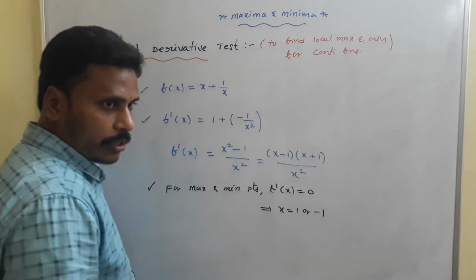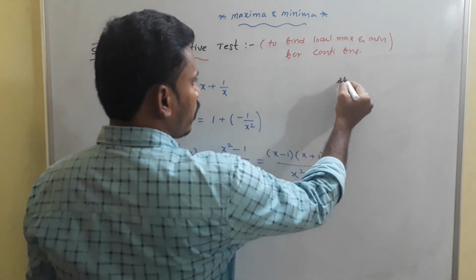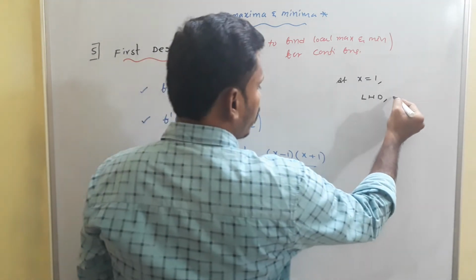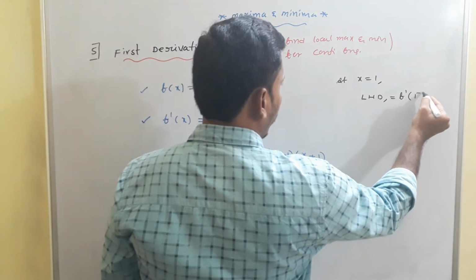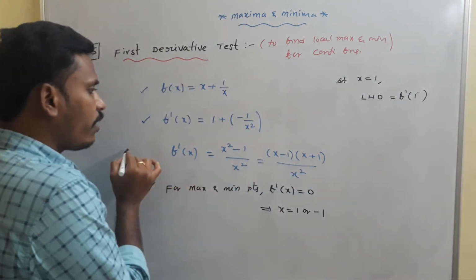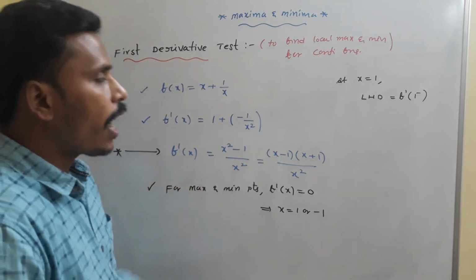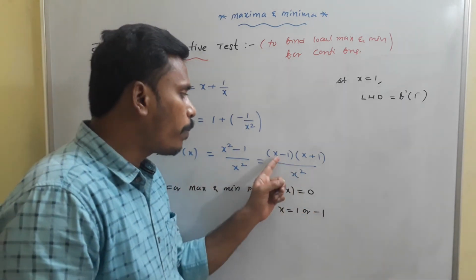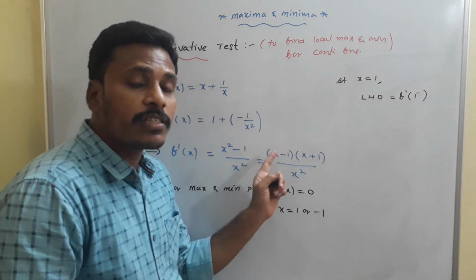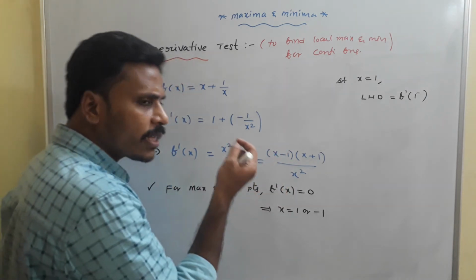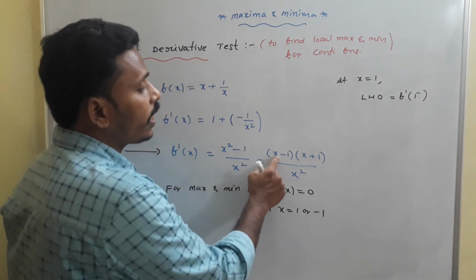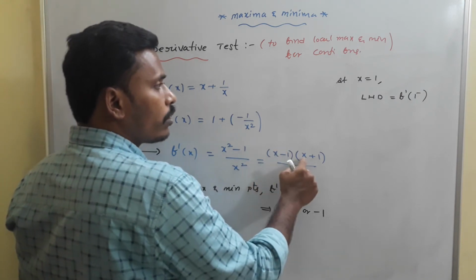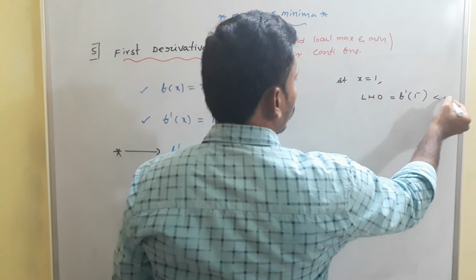There are many ways to check this. One way is, at x equals 1, the left hand derivative of the function, which I will consider as f dash of 1 minus. Already we have f dash, and 1 minus means we need to replace x with a small value which is less than 1, very very near to 1. In that case, x minus 1 is less than 0. So this is negative, this is positive and this is positive. This value is less than 0.